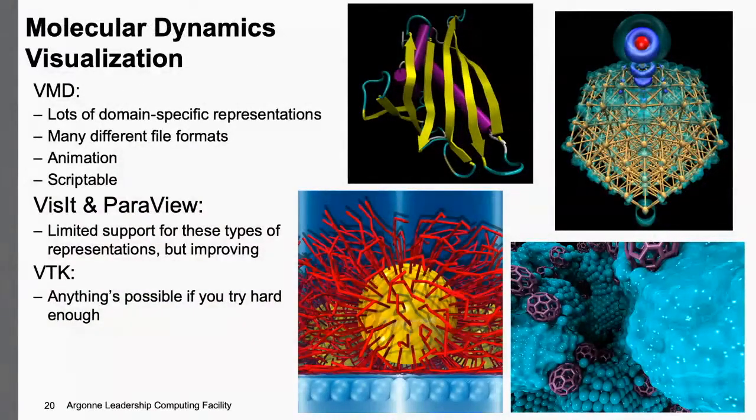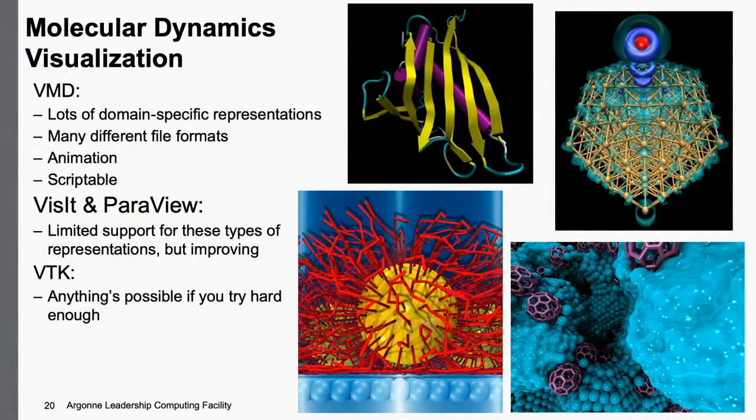Again, I mentioned most of the things we've looked at so far are sort of domain agnostic. There's lots of different science domains that use those types of data representations. Molecular dynamics is one that's more domain specific. It uses some of the similar types of representations. So, for example, these spheres could be considered glyphs. But then it also has representations that are more domain specific. And again, VMD is one of the popular tools for doing that.